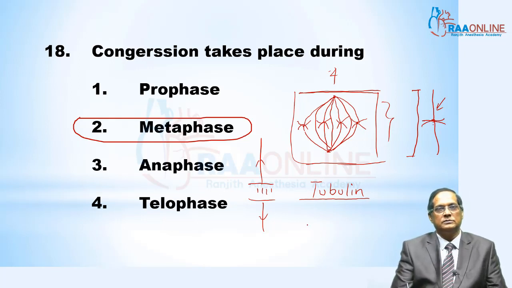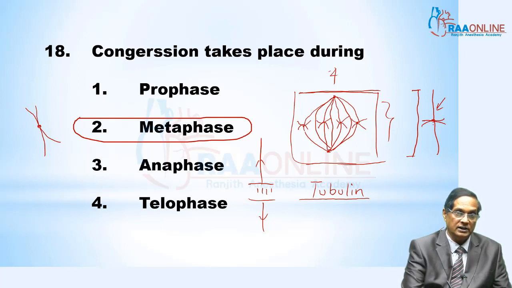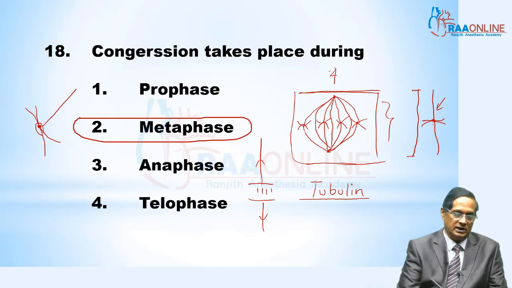Formation starts from late prophase, but it is clearly visible in metaphase. That is, the complete spindle is seen in metaphase stage, though its formation starts from the late prophase stage. And if we see the structure of a chromosome, these are the two chromatids. They are joined together at the centromere, and on each side a proteinous plate is there, that is kinetochore, and kinetochore is the site of attachment of a spindle.